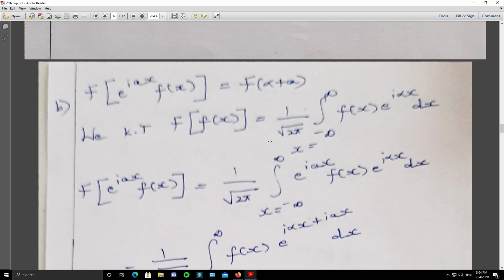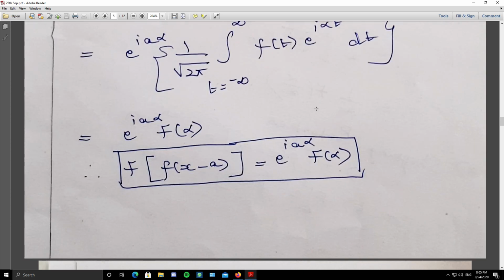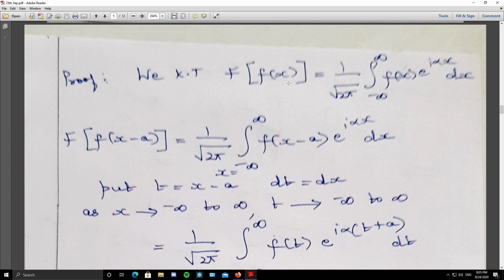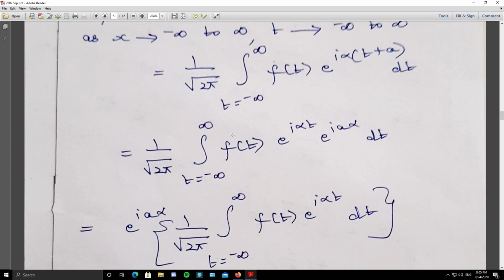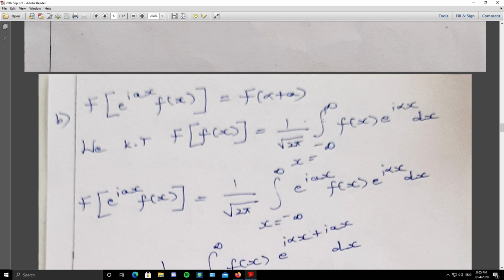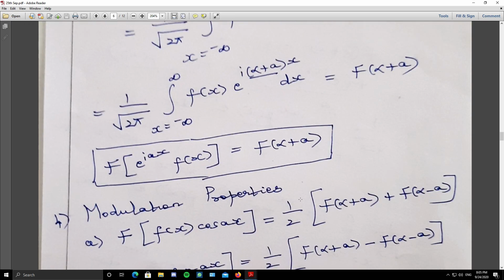If alpha is a constant, we write it as f of alpha. I told you any Fourier transform has two notations. If alpha is a constant, it is written as f of alpha, or it is written with respect to the function, either f of x or f of alpha. So in place of alpha, which is a constant here, you have alpha plus a, so f of alpha plus a. So this completes the second shifting property. The transform of e power iax f of x equals f of alpha plus a. I will continue with the explanation of other properties in the next lecture.